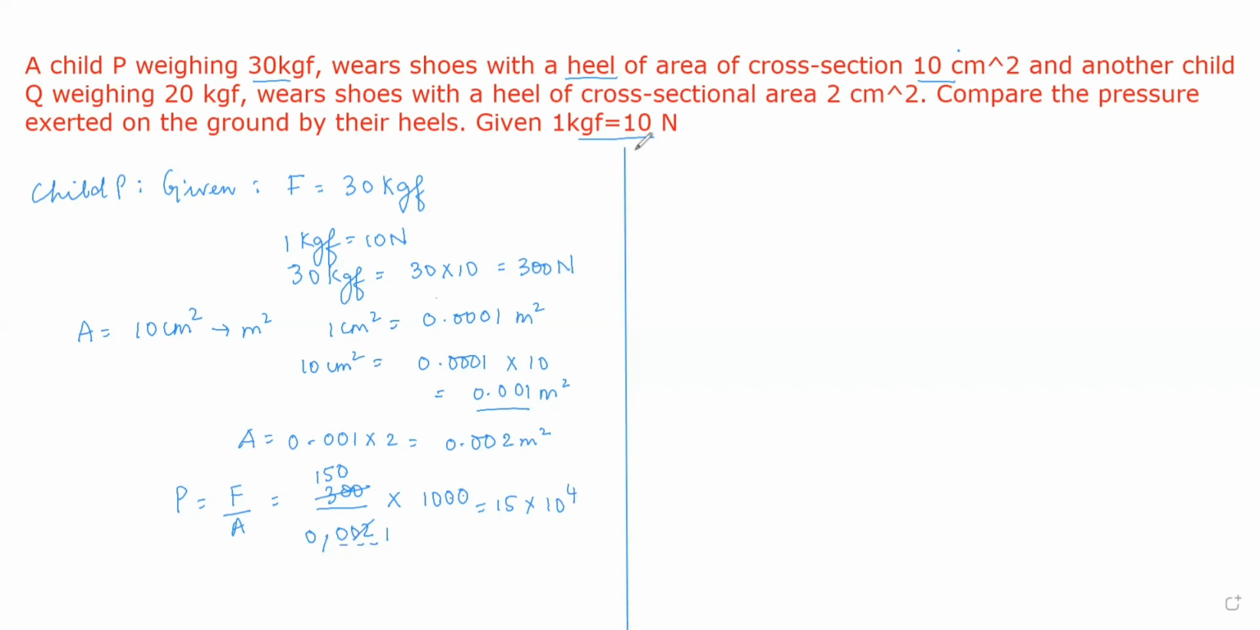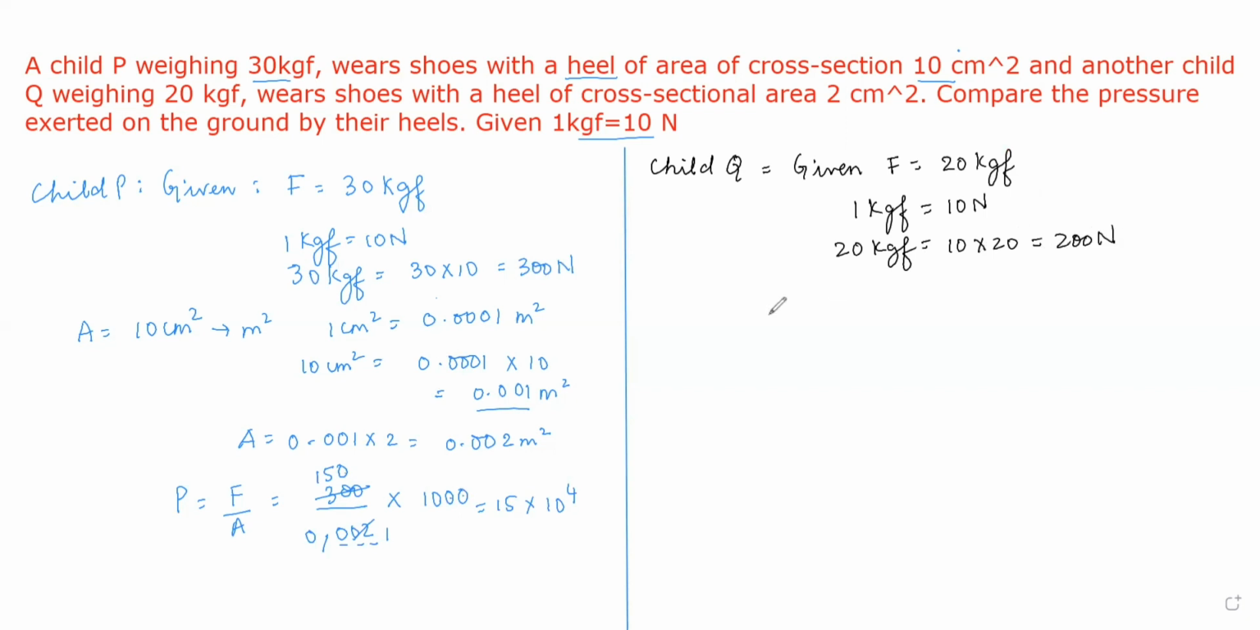Similarly, we will solve the same thing for child Q. Okay, so child Q is also having force given in the question, that is 20 kilogram force. Let's convert this into Newton. So we know that 1 kilogram force is equals to 10 Newton. So 20 kilogram force will be equals to 10 into 20, that is 200 Newton. And area of one heel is given to be 2 centimeter square.